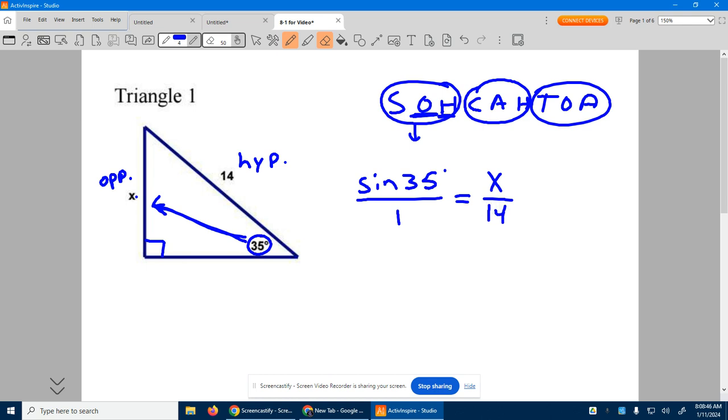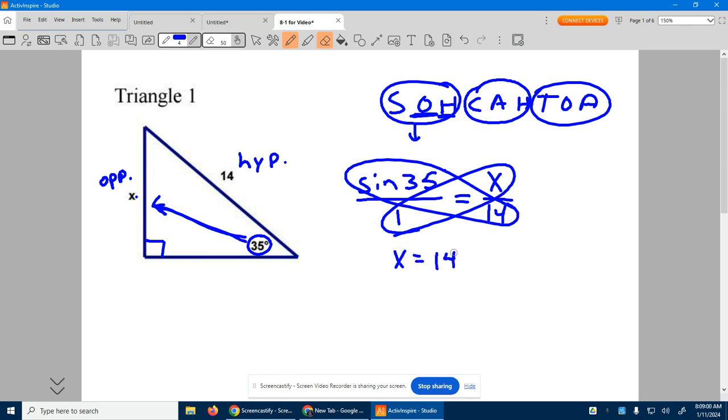Now, the reason I set this up is because now it's a simple fraction equal to fraction. We have a proportion. We can simply cross multiply, or we can simply apply the means extremes property. X times 1 is x equals 14 times the sine of 35. Make sure your calculator is in degree mode and multiply those. And when you do, it should come out with about, rounded to the tenths, 8.0.